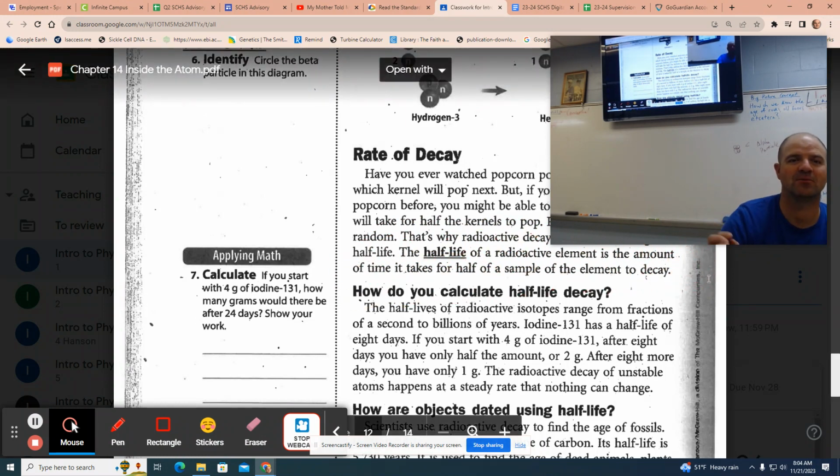The half-life of a radioactive element is the amount of time it takes for half of a sample to decay into what would be called its daughter isotope. So you start off with a parent isotope, some sort of element, and it decays into what's known as a daughter isotope.